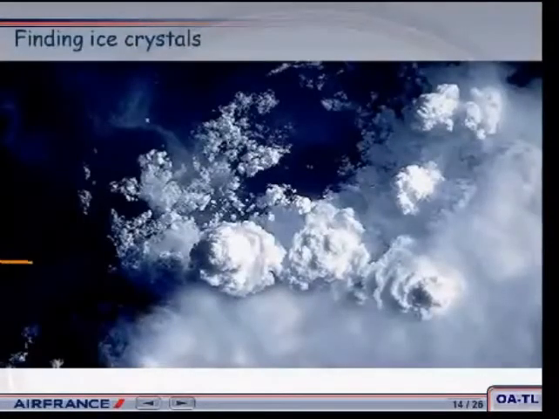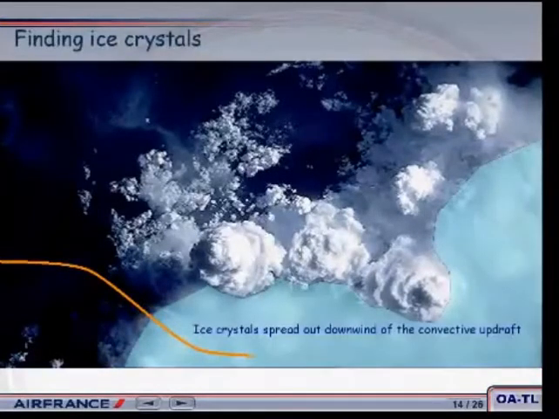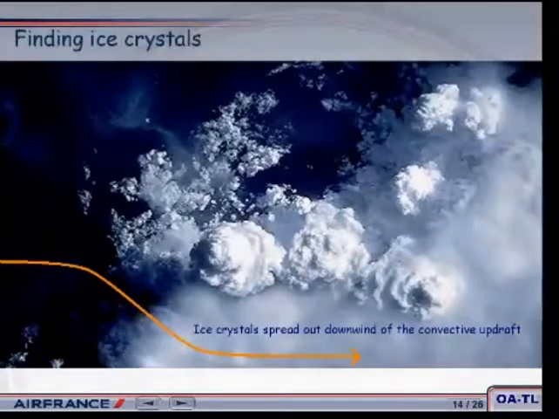Avoiding the convective cores is not sufficient to avoid ice crystals. In IMC, avoidance is difficult, and the radar will give little guidance. High reflectivity returns well below the aircraft may be the only indication of ice crystals aloft.